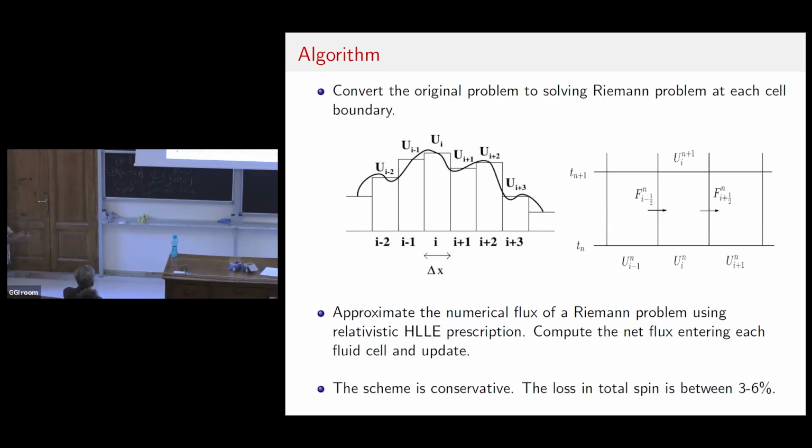Having solved Riemann problems at each cell interface, we then know the flux that enters or leaves a particular cell. In this way, we compute the net flux that leaves a cell and update the cell values accordingly. I'd like to mention that this scheme is conservative, and we have checked that the loss in total spin is about 3 to 6%. In principle it should be even smaller, but I've not been able to achieve that. This range depends on the choice of the transport coefficients in the background. Since there is a loss in the background, it somehow propagates into the spin equations, and we have this much loss.